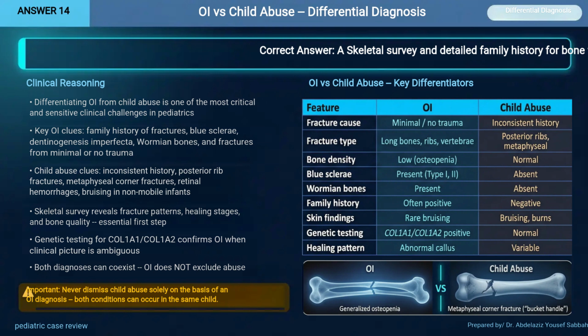Genetic testing for COL1A1 and COL1A2 confirms osteogenesis imperfecta when the clinical picture is ambiguous. An extremely important point: both diagnoses can coexist. Osteogenesis imperfecta does not exclude child abuse. Never dismiss abuse solely on the basis of an osteogenesis imperfecta diagnosis.